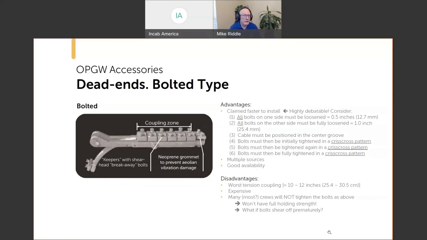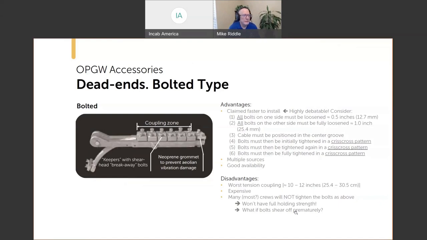The disadvantages, though: it's got the longest reverse tension coupling of all of the dead ends that we've talked about, on the order of 10 to 12 inches. So I, as a cable designer, don't really like that. They tend to be expensive. And it's been my experience that many crews do not tighten the bolts as I showed you how they're supposed to be tightened. And that method is what's written in the installation instructions. But of course, what crews do is they get a ratchet and zip and zip, and they think they're done. And when you do that, you won't have full holding strength.